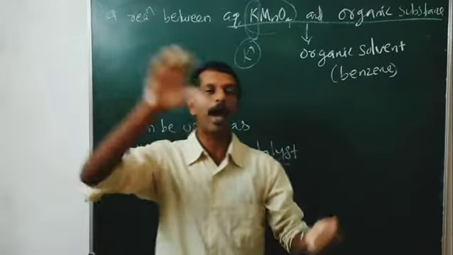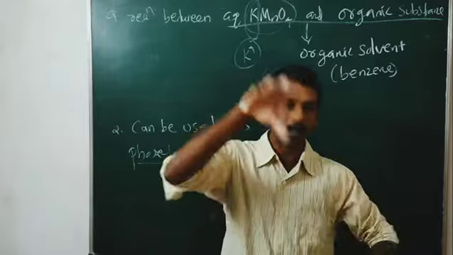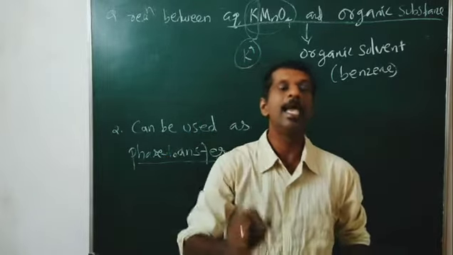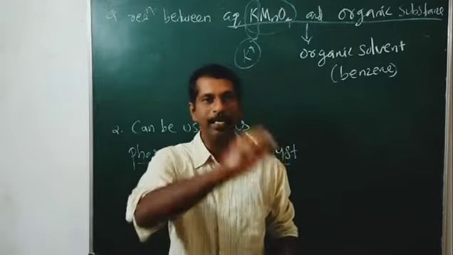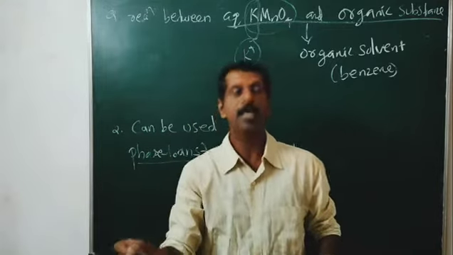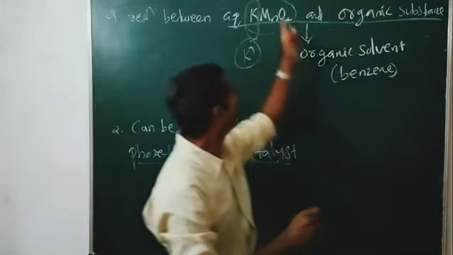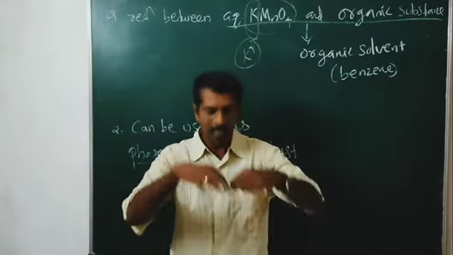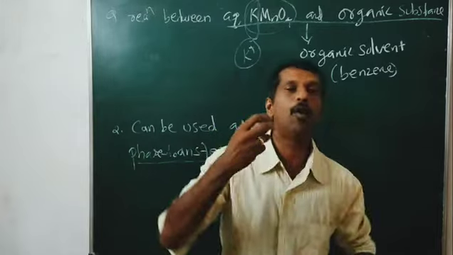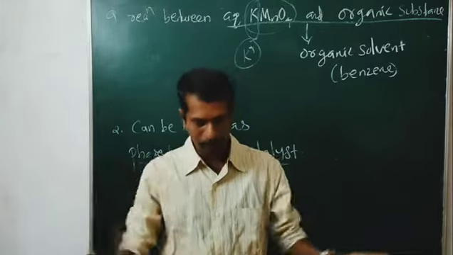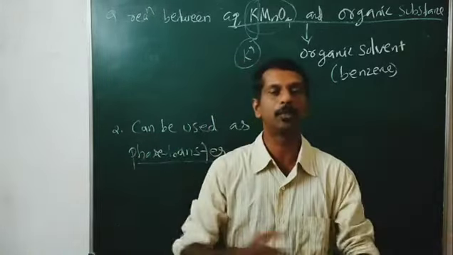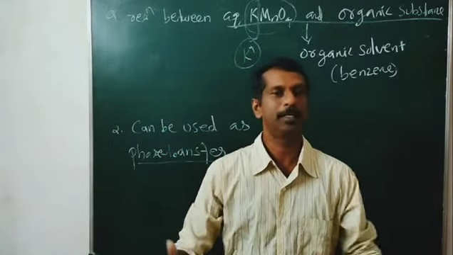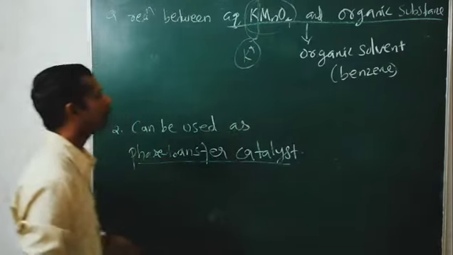But when you add crown ether, what will happen? The crown ether will dissolve KMnO4 and thereby maintain a homogeneity between the aqueous phase and the organic phase. That means the mixture will become homogeneous. Okay, so the two compounds will mix together. That means there will be homogeneity. Okay, that is the second application.